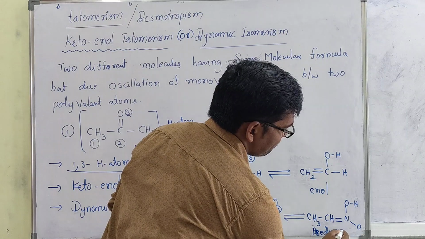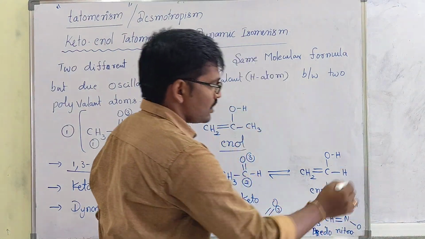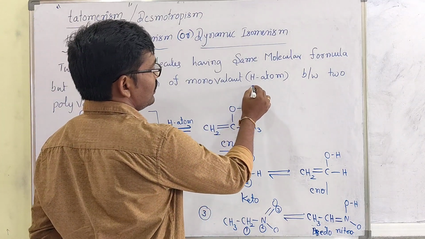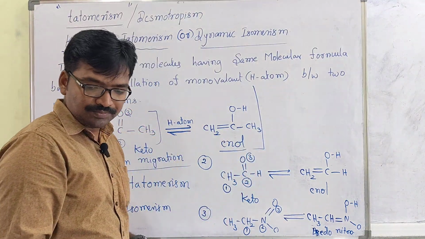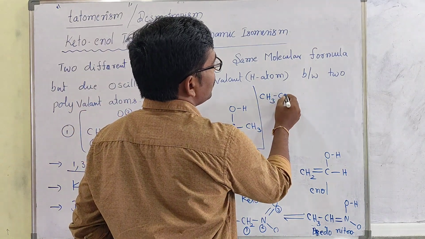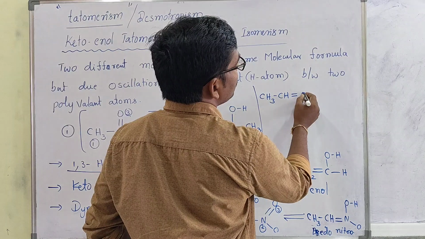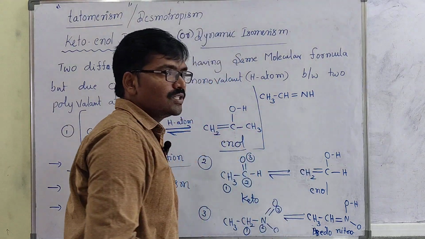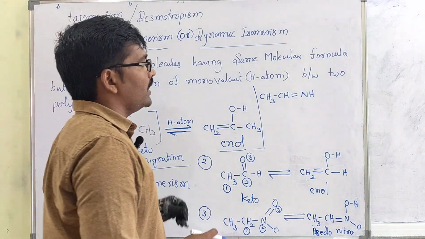Pseudo nitro compound we call. Right. So one more example for that. That is CH3 bond CH double bond NH, like this will be there. CH3 CH double bond NH.